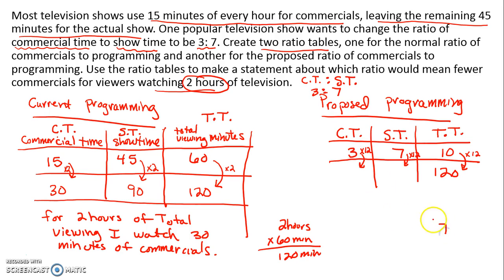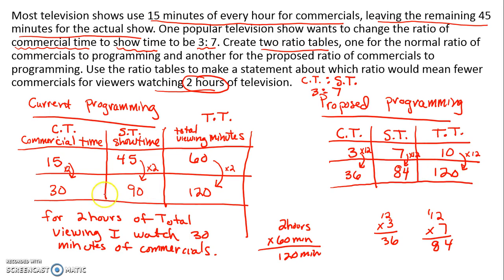So 7 times 12. 2 times 7 is 14. Put down a 4, carry 1. 7 times 1 is 7, and 1 more is 8. So that means 84 minutes of show, and 3 times 12 would be 36. So that would be 36 minutes of commercials.